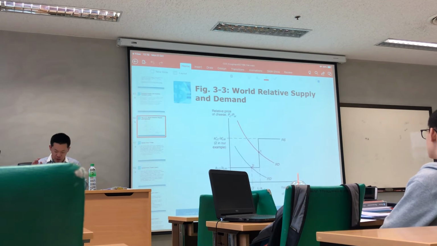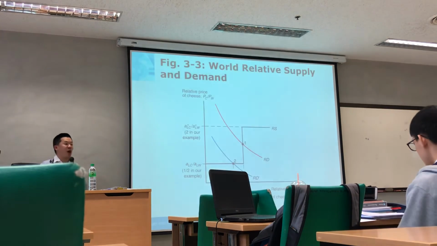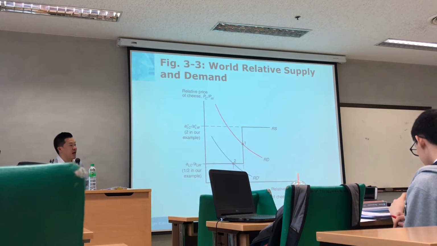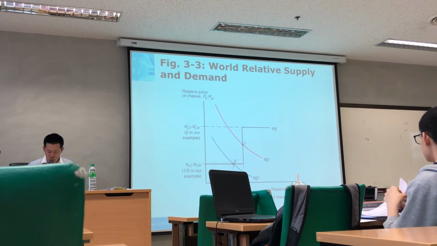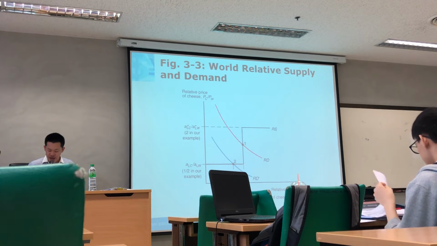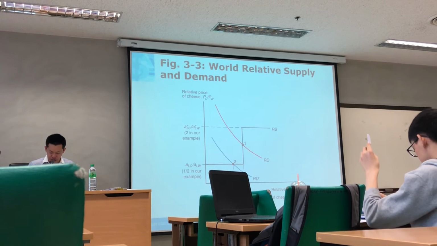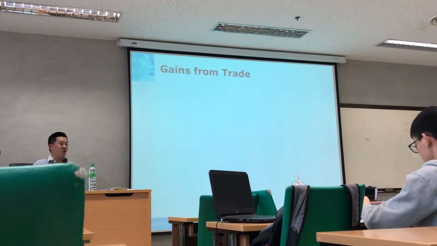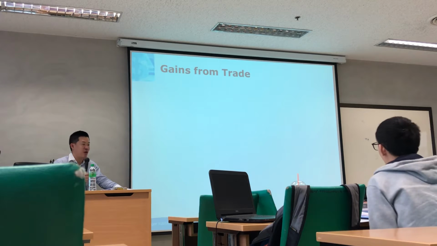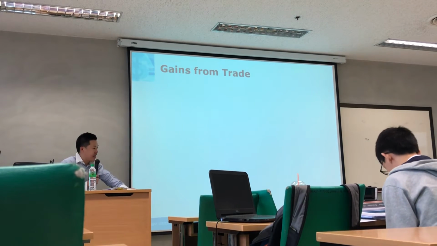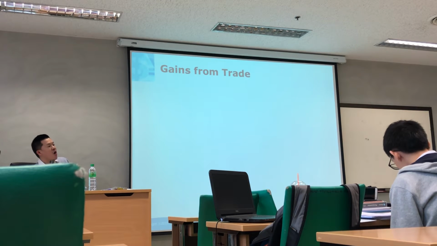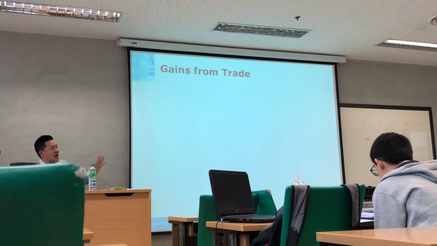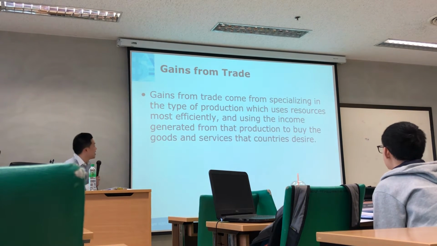So this, at point 1, is our world trade equilibrium. Okay, let's summarize. What are the gains from trade? If both countries open to trade, what are the gains? The first one, right?